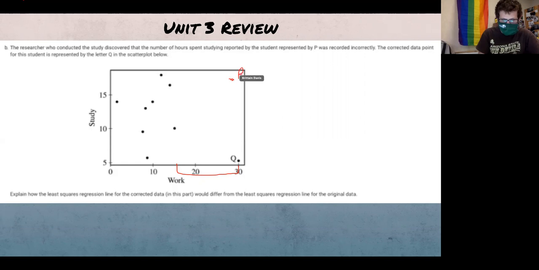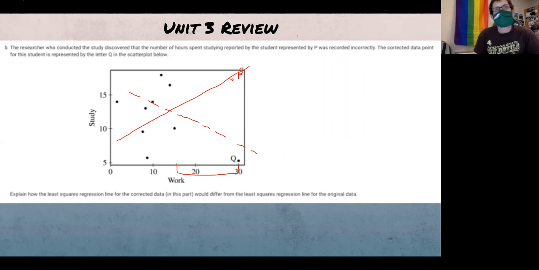P is the incorrectly recorded point. Q is the correctly recorded point. But both of them are high leverage. So in this case, it gave us that. Now with Q being in the right spot, maybe it's going to look more like this. So what would we describe? We wouldn't worry about specific numbers here, but we would say now it's going to have a negative slope. It's going to be an influential point and an outlier.